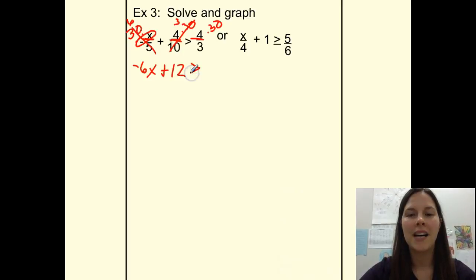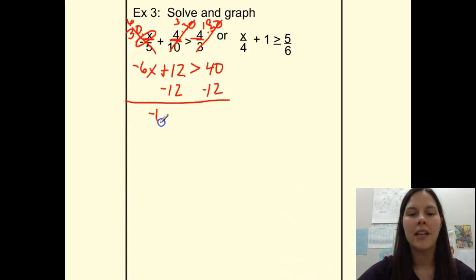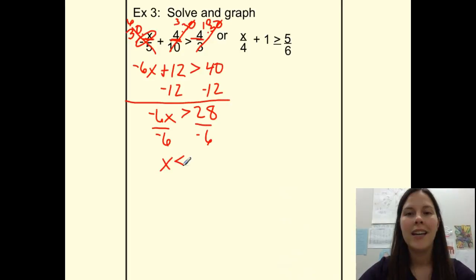I multiplied by a positive, so my inequality symbol stays. 30 divided by 3 is 10. 10 times 4 is 40. Subtracting 12 from both sides, we get -6x is greater than 28. Dividing both sides by a -6, we will flip our inequality and simplify our fraction. We get -14/3 when we divide each of those by 2.